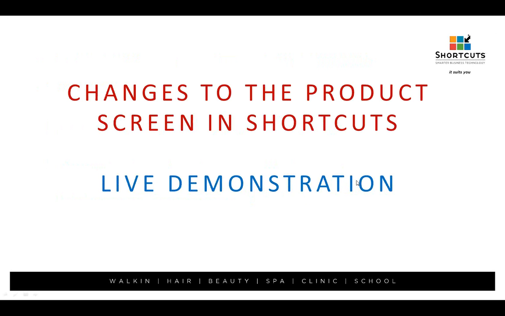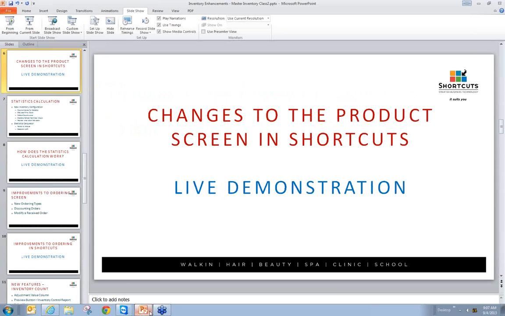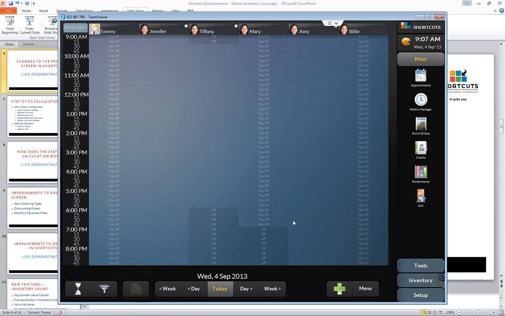All right, so changes to the product screen in shortcuts. I actually want to show you just a live demonstration of some of these changes that I'd like you to take note of. So I'm going to take you into shortcuts here. All right, and then I'm going to take you into the inventory menu so we can go and take a look at that product screen.